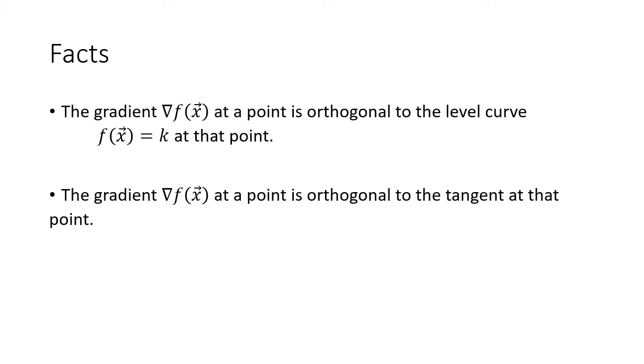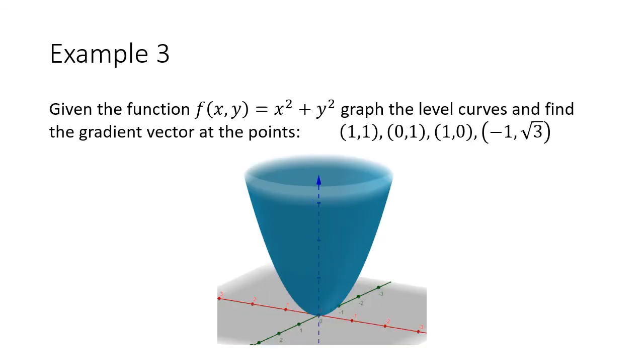Now for some more facts about the gradient that are going to be very useful. The gradient at a point is going to be orthogonal to the level curve at that point. Now, what that also means is that the gradient at a point is orthogonal to the tangent at that point. And let's take a look at why that might be by first looking at an example.